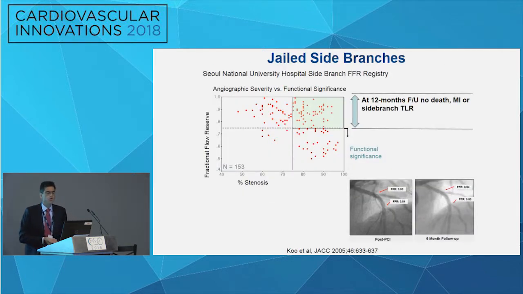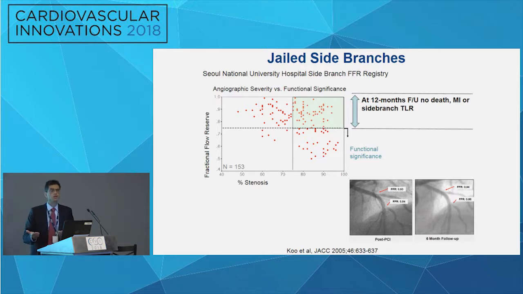How about people who have jailed side branches? How many people here use FFR or any index for the jailed side branches? You do a PCI, you jail your diagonal, and then you're not sure whether you should stent it or not. Are many people doing that? Well, if you don't, maybe you should, actually, because quite often the lesions look bad. You stent and jail a diagonal or an OM, and it looks bad. And then you do the FFR.